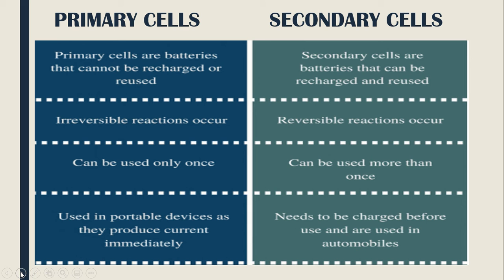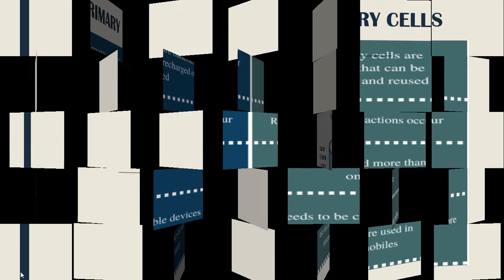On the other hand, secondary cells are batteries that can be recharged and reused. They can be used more than once after recharging. Reversible reactions occur in them and they are used in automobiles. Examples of primary cells are dry cells and mercury cell, and examples of secondary cells are lead storage cell.